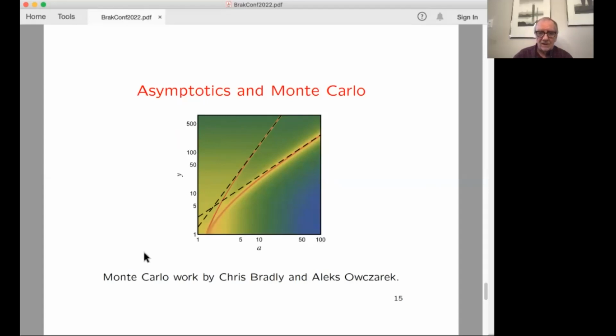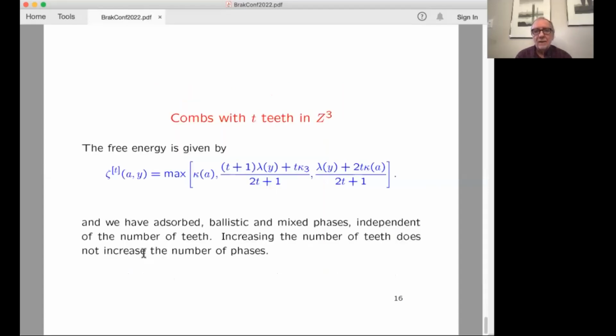And finally, I want to say something a little bit about cones. So you can play the same game with cones, and you find that the free energy is given by the maximum of these 3 quantities. So the first is kappa of A, where all of the branches of the cone are sitting in the surface.